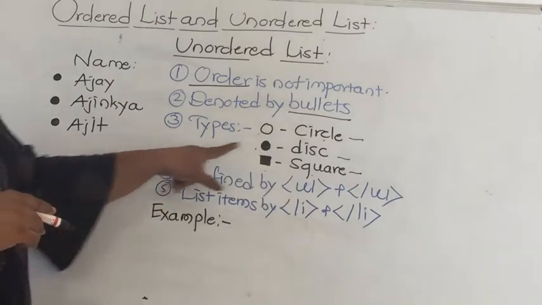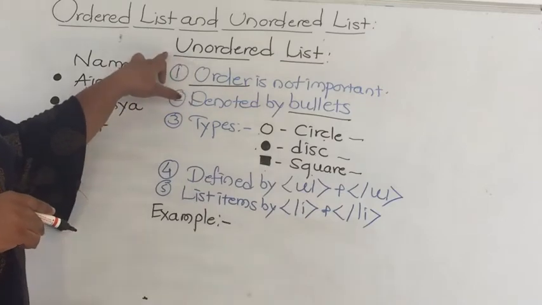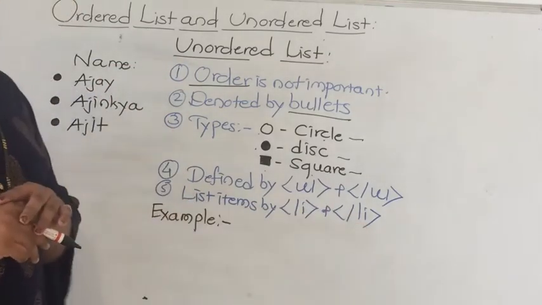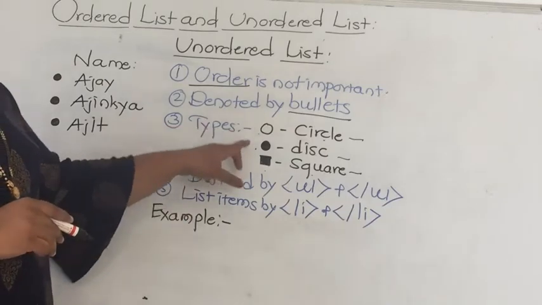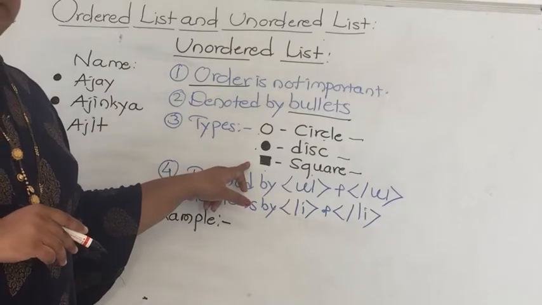UL tag and /UL tag, these 2 tags are used to define the unordered list. And the list items are defined by LI and /LI. As these are bullets, there is no reverse order while defining the list items.